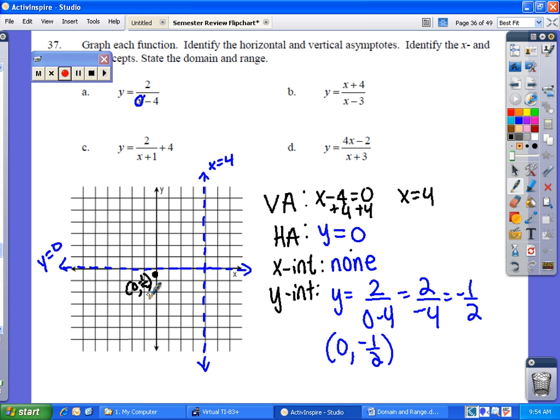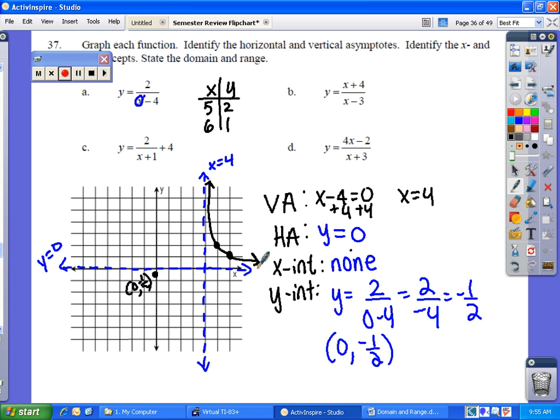And you want to look for things that are greater than 4. So values that are greater than 4 are at 5,2 and 6,1. So I'm going to go to 5,2 and 6,1, and that's enough information for me to plot that curve.